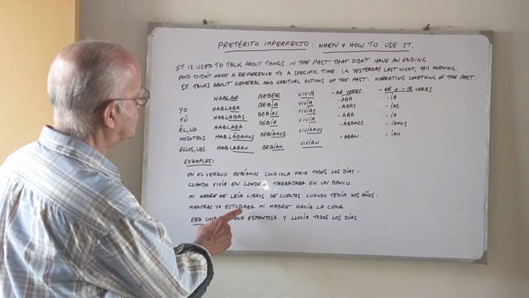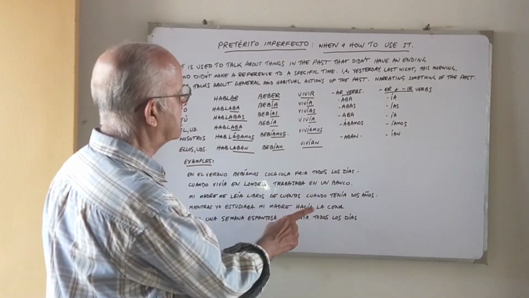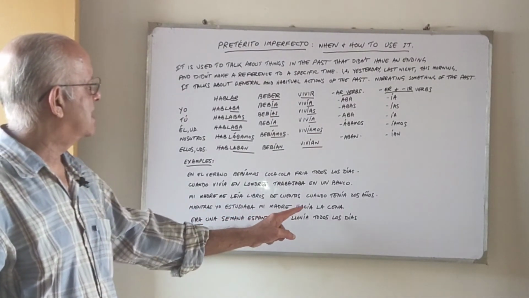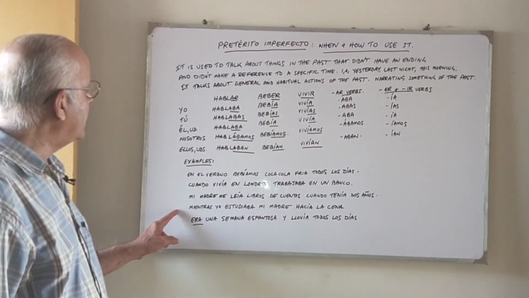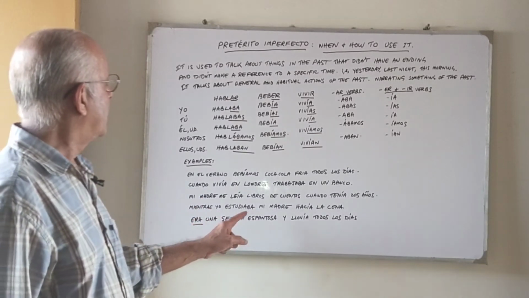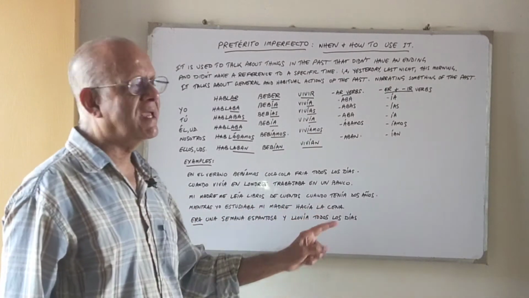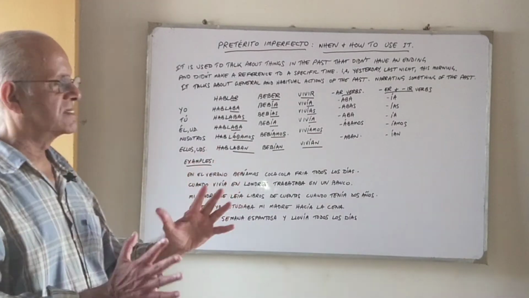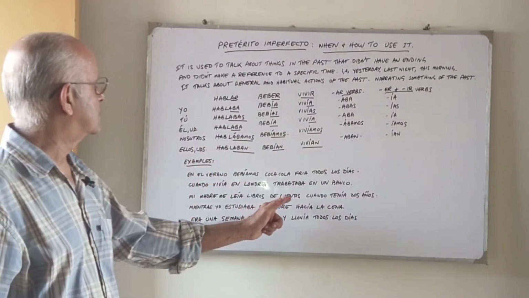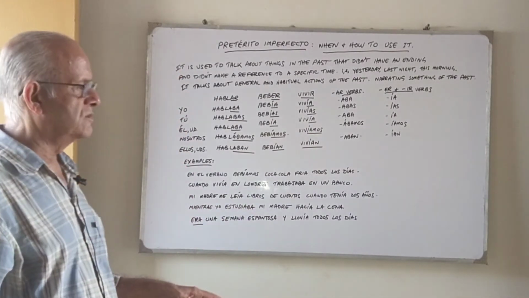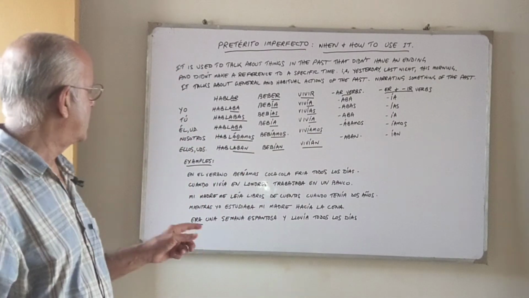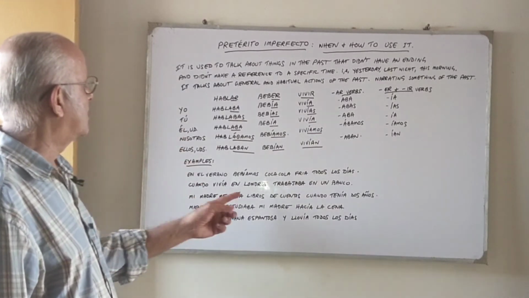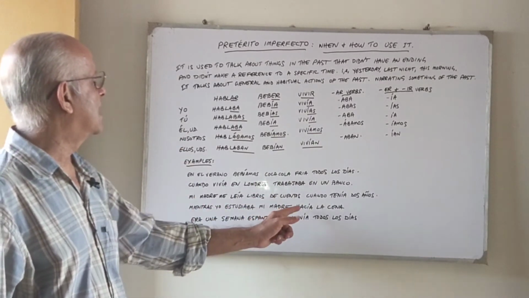Mientras yo estudiaba, mi madre hacía la cena. While I used to study, my mother used to make the dinner. Now here, there are 2 events side by side happening in the past. This tense is also used to narrate 2 events. So mientras yo estudiaba, while I used to study, my mother used to make the dinner. Mi madre hacía la cena.